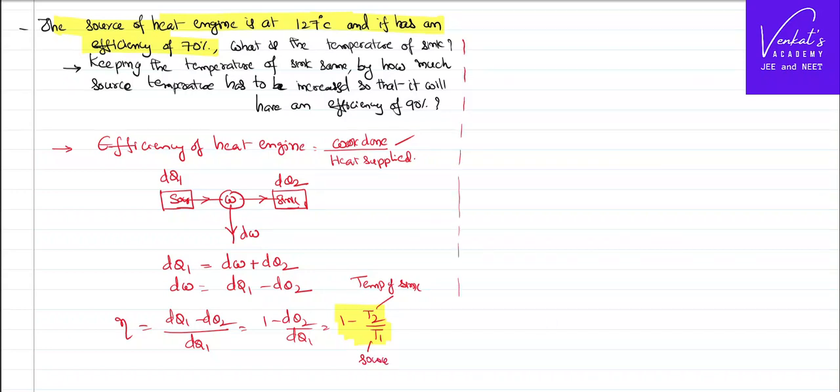After knowing these basics, I can go to the problem. Efficiency is given as 1 minus T2 by T1. Efficiency is given as 70%, that is 0.7. 70% means 70 by 100, that is 0.7. The temperature of the sink is not given, but the temperature of the source is given as 127 degrees centigrade. Be careful. I have to write it in Kelvin by adding 273.